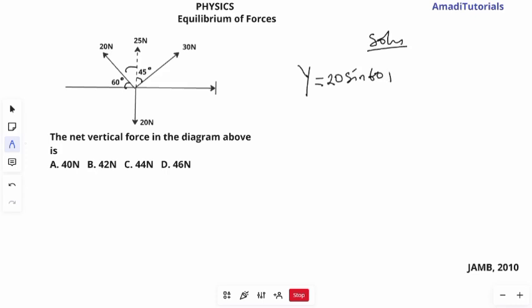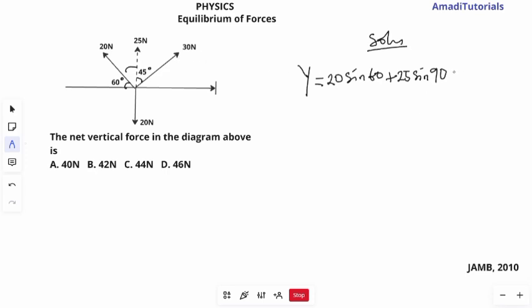plus 25. We will not resolve 25 because 25 is already in vertical. It doesn't share any direction. But if you insist on resolving it, that will be 25 sine 90, because the angle 25 makes with the horizontal is 90, and sine 90 is 1, which will still give us 25. So no need of resolving it, but we still keep it there.